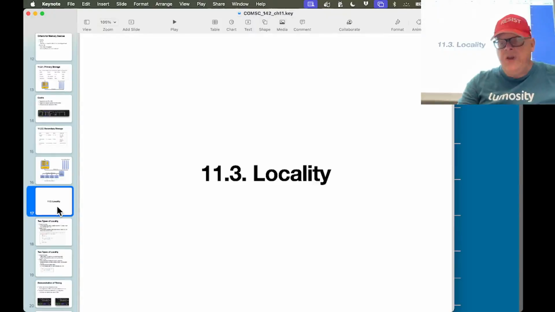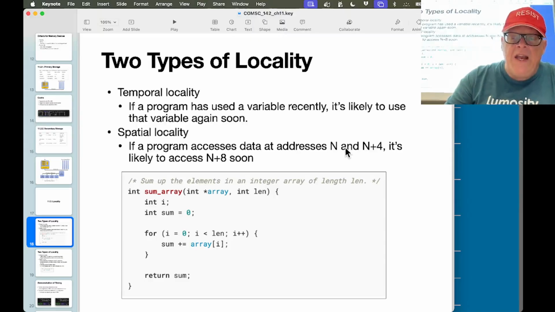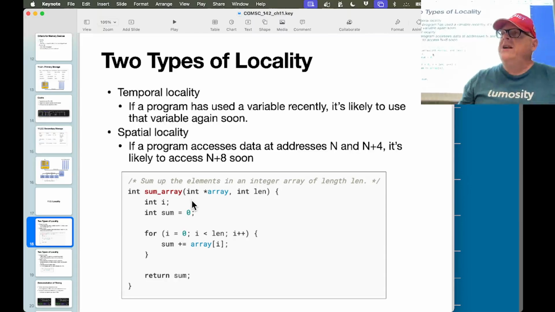All right, and then there's locality. There's temporal locality. If you have used some data recently, you're likely to use that data again. That's temporal locality. Then there's spatial locality. If you access data at addresses n and n plus 4, you're very likely to access n plus 8 soon, as just being an address. As you know, arrays are just lined up in memory. We talked about that last time. If you start storing an array at a certain location, it contains integers.